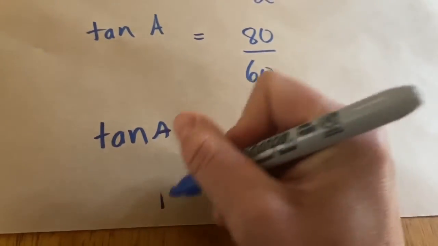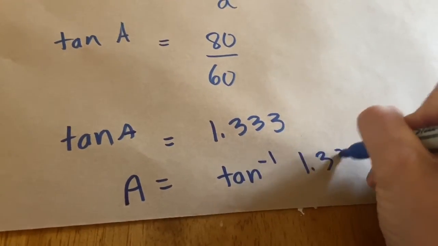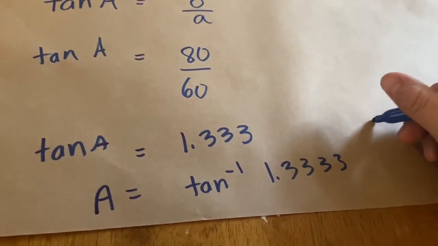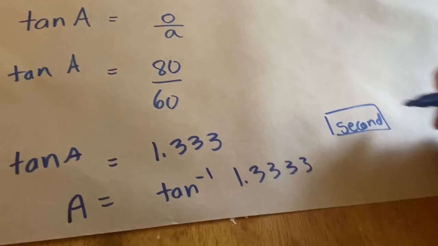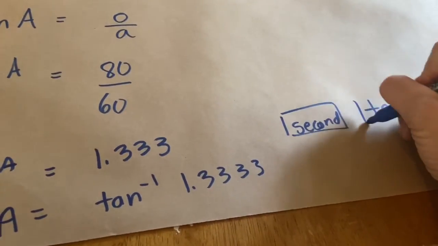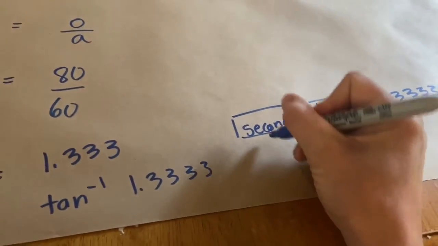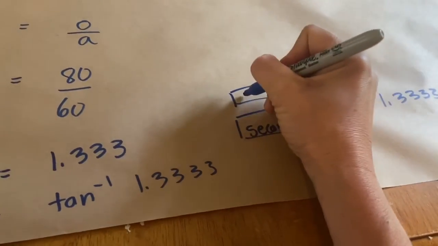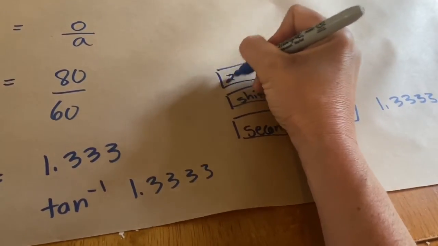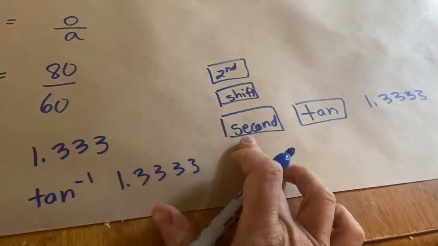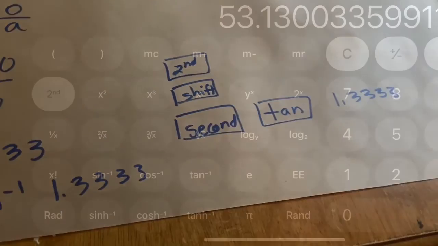So to find the angle, what we need to do is go second, tan of 1.33333. Or maybe instead of second, it might say shift, or it might say second, like that. You need to press second, shift, and tan, and then 1.333, and your calculator will tell you what the angle is.